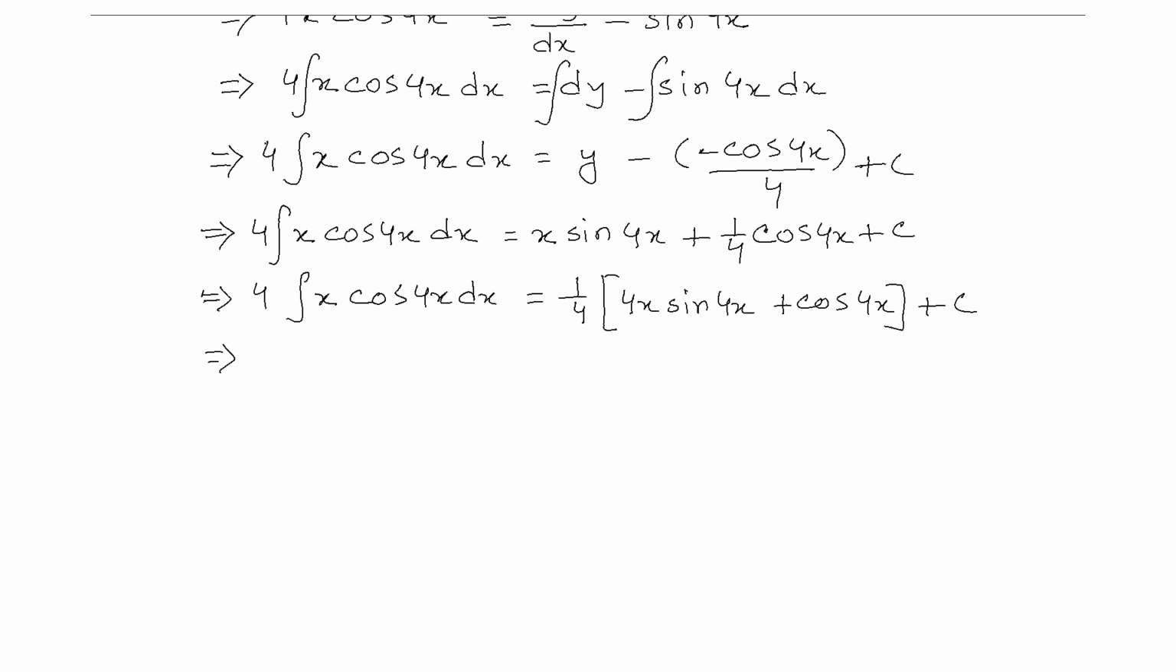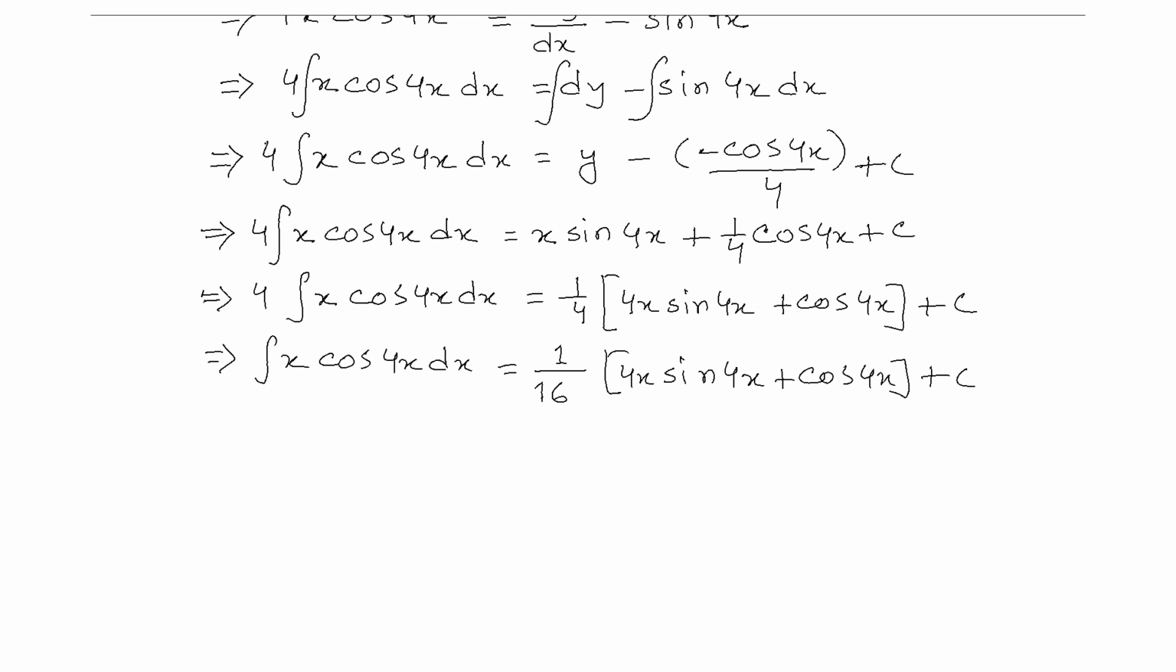Okay, in the next line if we divide the entire equation by 4, then we get integration of x times cos 4x dx is equal to 1/16 times bracket open 4x sine 4x plus cos 4x bracket close and plus c, which is our integral constant. So finally we have found that the integration of x times cos 4x dx is equal to 1/16 times 4x sine 4x plus cos 4x plus c.